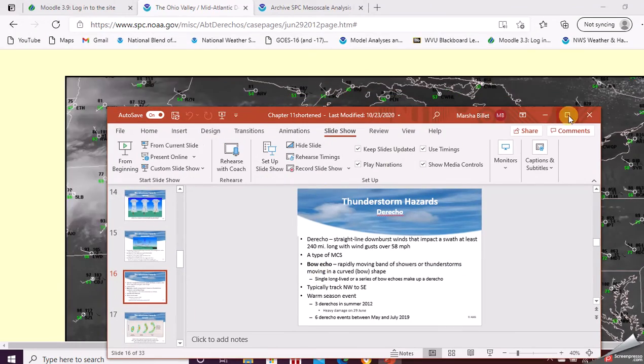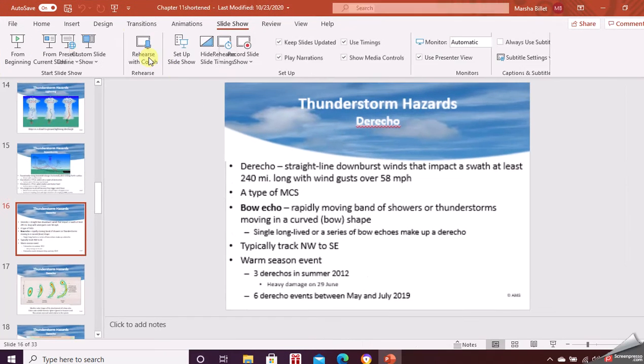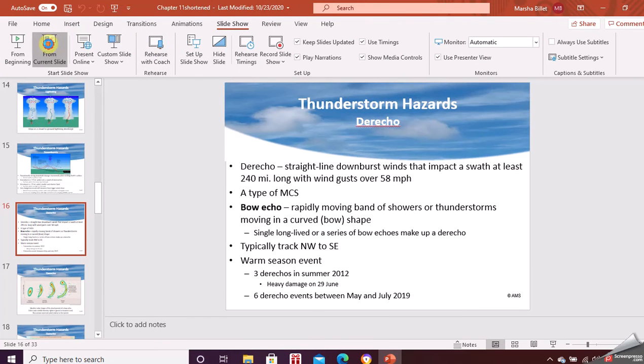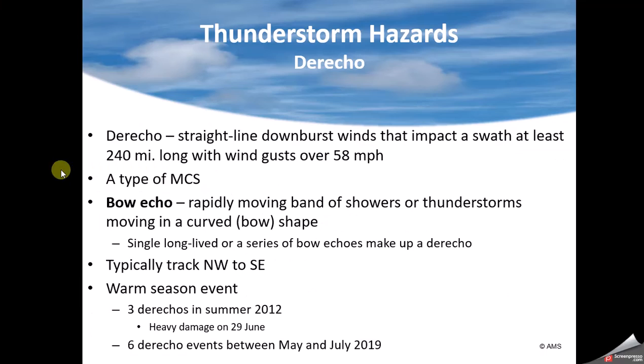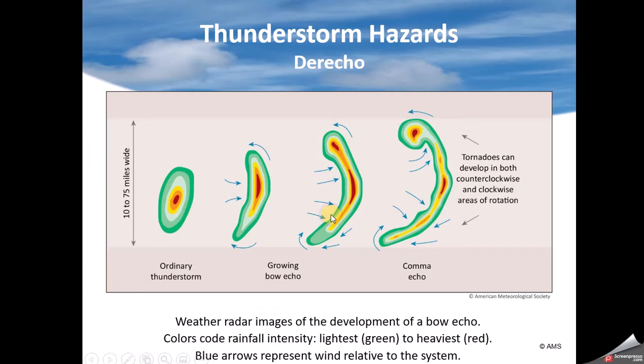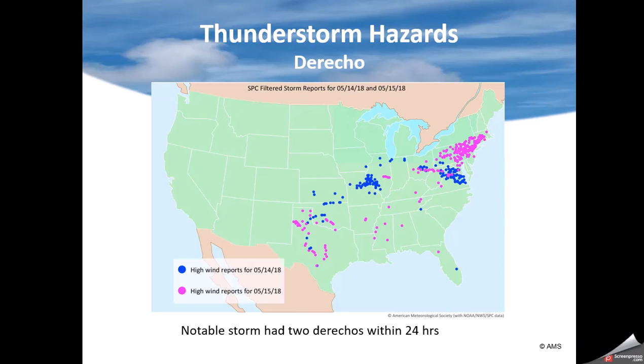Let's move on to this a second here again. Here I just show the clouds, how they form and get like a bow echo to them at the time. And you can see here some of the different reports of different events. This was 2018. Another one occurred.